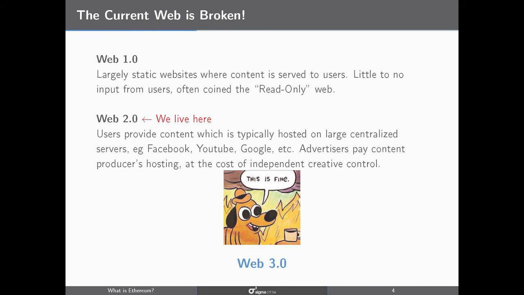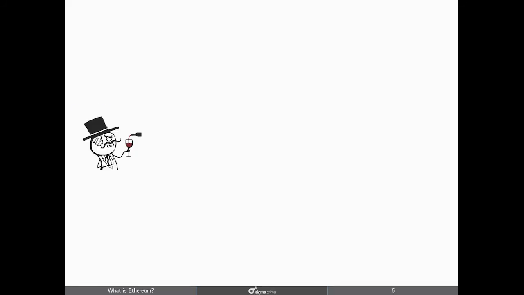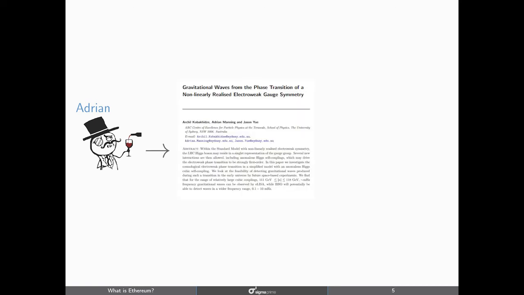So I know what you're thinking, you're like, okay, cool, we've got a solution to all of these problems, but how does it work? Now, I'm glad you're thinking about that, because I've come up with a completely fictional, has nothing to do with real life stories, cartoon depiction of how we can solve this problem. And it starts with a person, whose name is Adrian. And Adrian is a physicist. And he has written a paper, titled Gravitational Waves from the Phase Transition of a Nonlinear Realized Electroweak Gauge Symmetry. Really interesting stuff there.